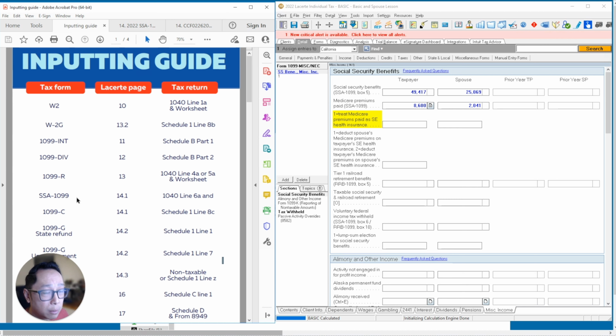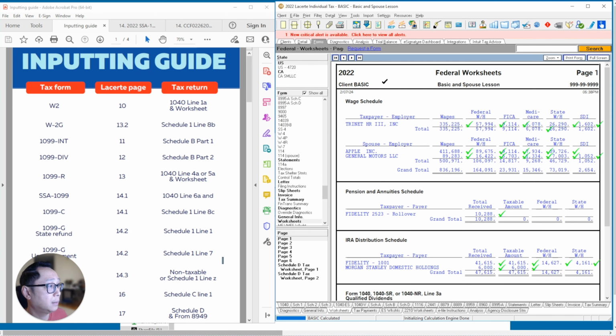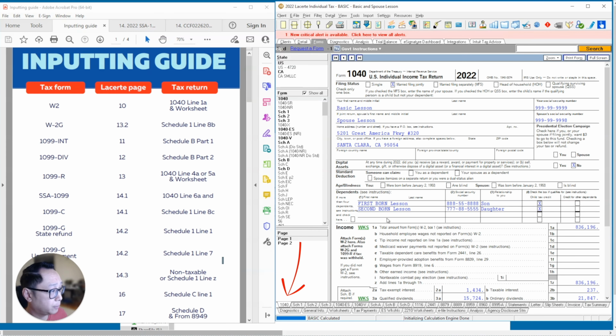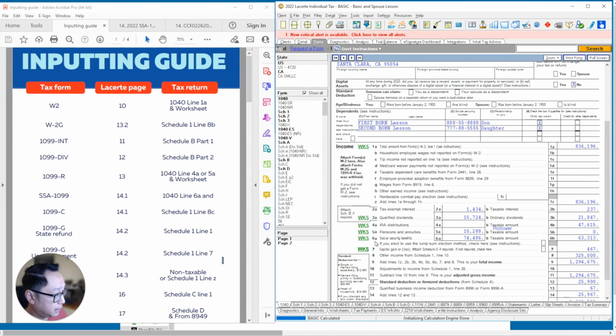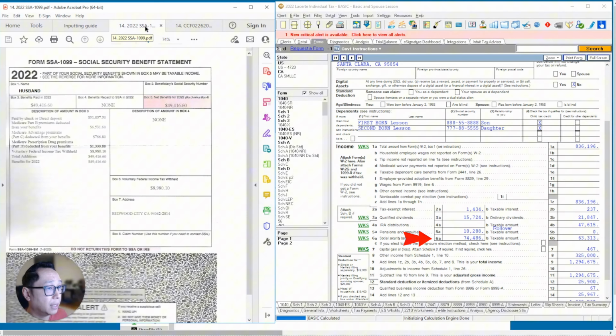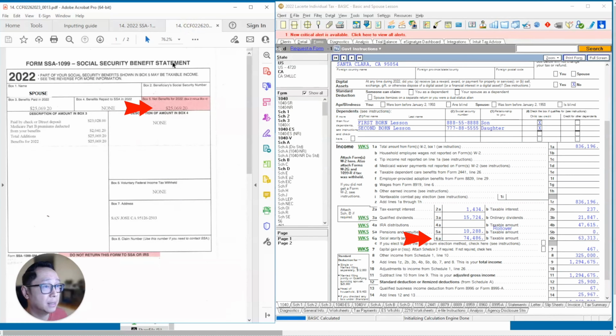Now, going back to the inputting guide, we entered everything in 14.1 already. Now we are ready to go to 1040 line 6A. So let's go there. Line 6A should be the total. If I add this up, 49,416 plus 25,069, that total is 74,486. So that matches. We could check that off if we wanted to. And we are done inputting the forms SSA 1099.